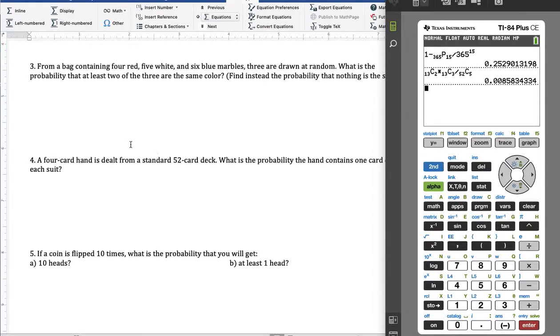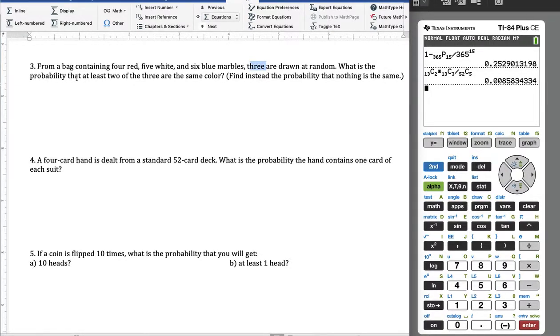All right, next up, 4 red, 5 white, 6 blue marbles, 3 are drawn. All right, what is the probability that at least, ooh, that word shows up again, at least 2 of the 3 are the same color? Well, that could be 2 reds, 1 white, 2 reds, 1 blue. Could be 2 whites, 1 red, 2 whites, 1 blue. It could be 2 blue, 1 red, 2 blue, 1 white. It could be 3 reds, it could be 3 whites, or it could be 3 blues. There's a whole lot of stuff that we could possibly be.